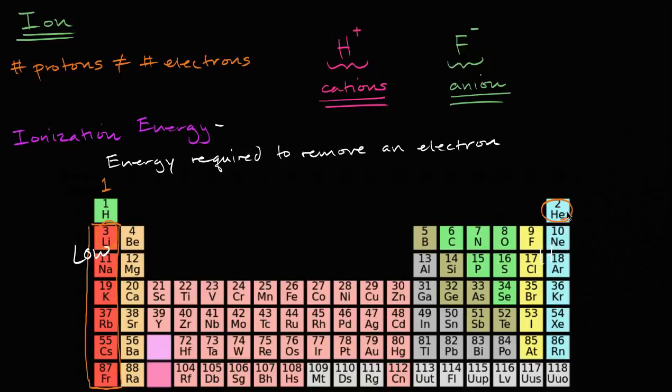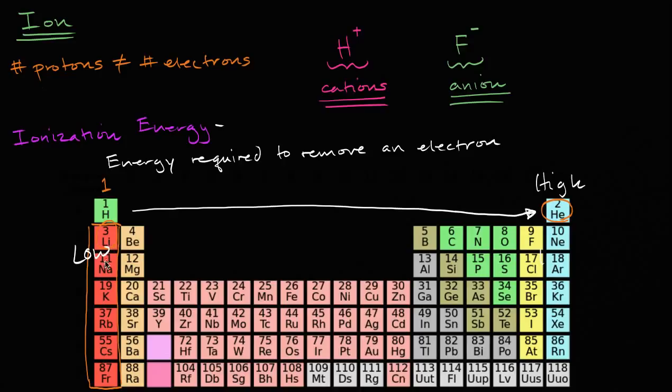You have trouble seeing that H. So this is high ionization energy. And that's the general trend across the periodic table. As you go from left to right, you go from low ionization energy to high ionization energy. Now what about trends up and down the periodic table?